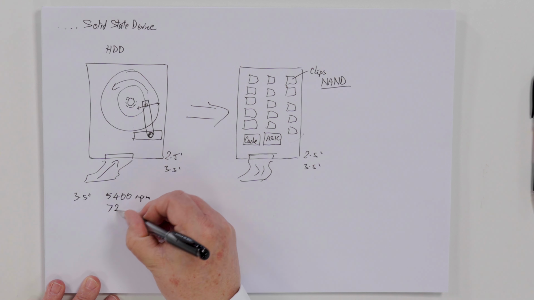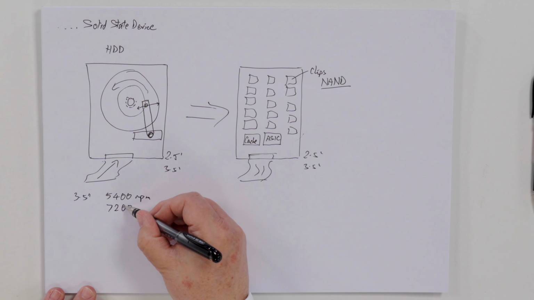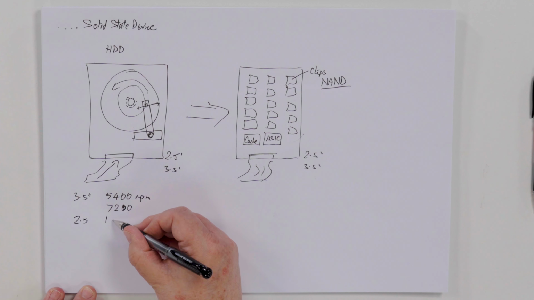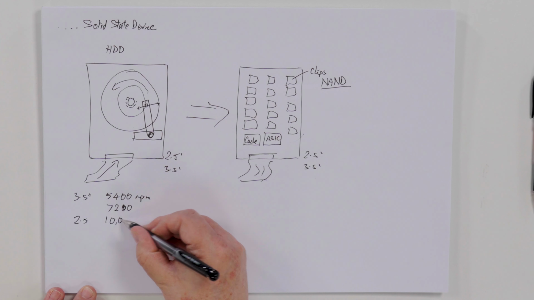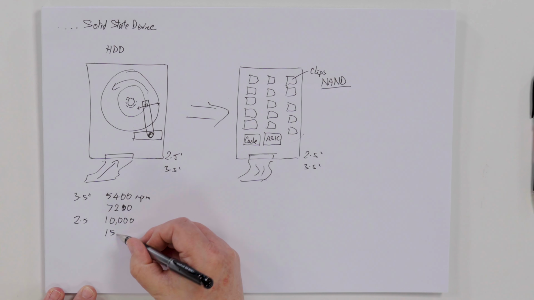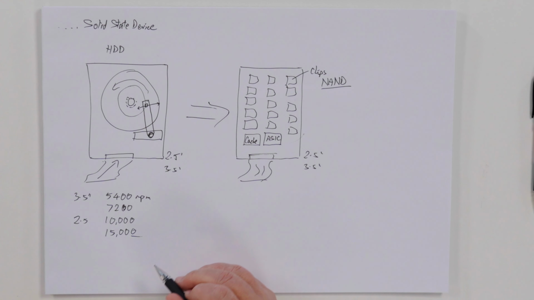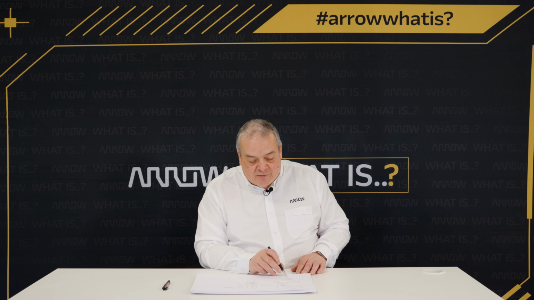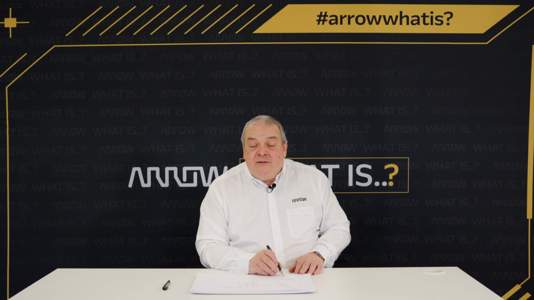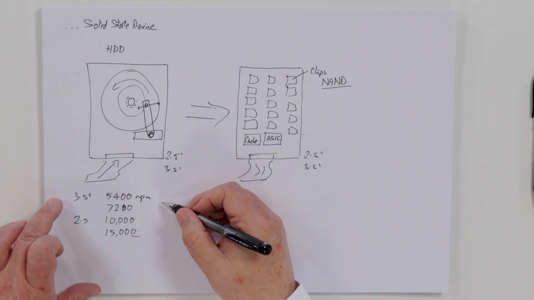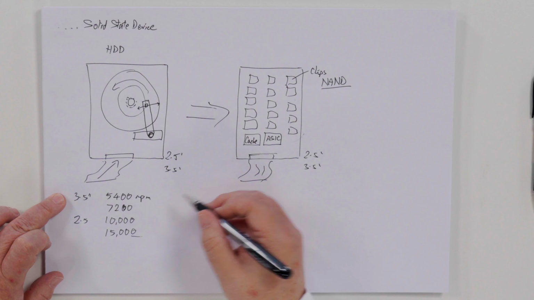So there's 5400, 7200, and then when we went into 2.5 inch drives, we were able to get that up to 10,000 RPM and also 15,000 RPM. This is where they basically hit the limits of physics. It wasn't possible to create a spinning disc inside a case faster than 15,000 RPM, so it never got any faster than that.